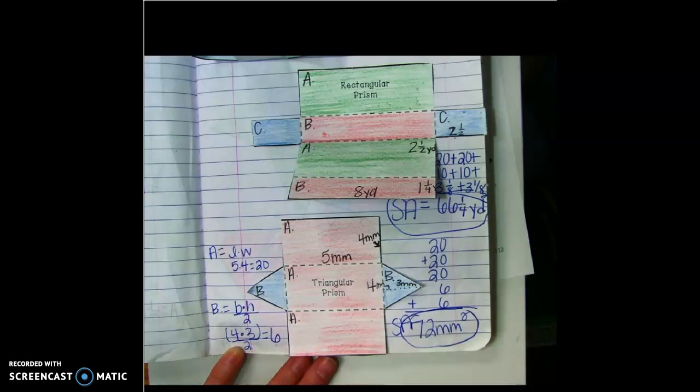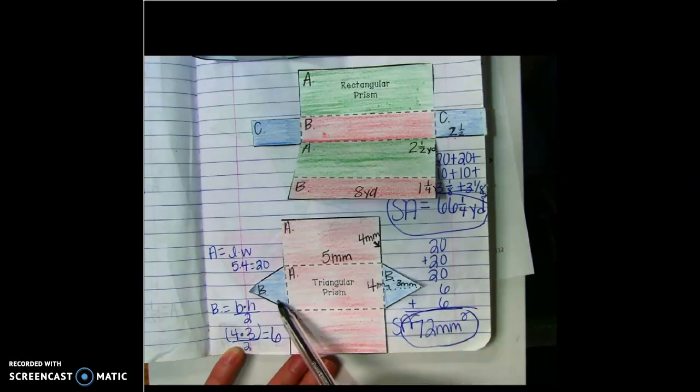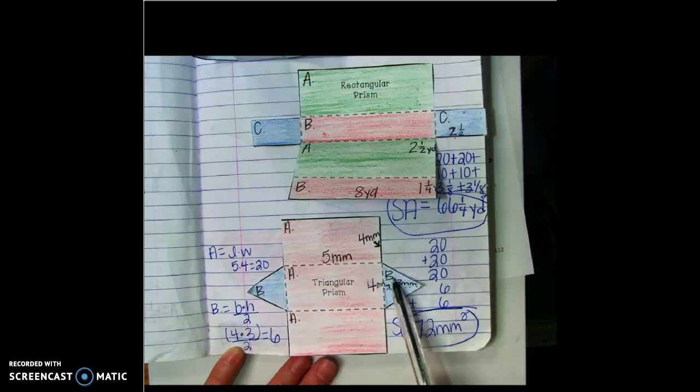So now I'm going to go back and I'm going to look at how many A's do I have. I have 3 A's. I have a 20 here, a 20 here, and a 20 here. So I'm going to go to the side and I'm going to add 20 plus 20 plus 20, or 20 times 3. And I'm going to take my area for B, which is 6, and I'm going to say 6 plus 6. So my total surface area right here is 72 millimeters squared.